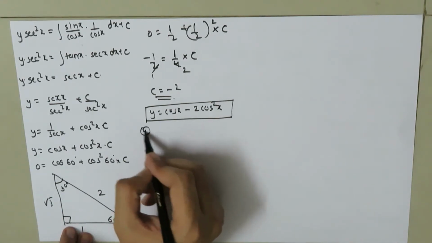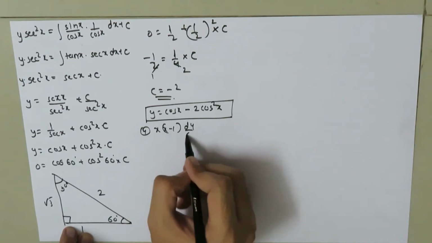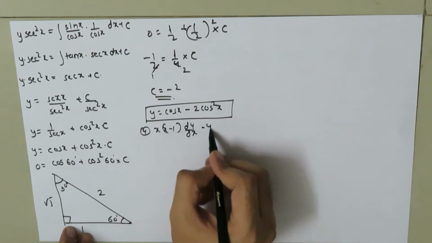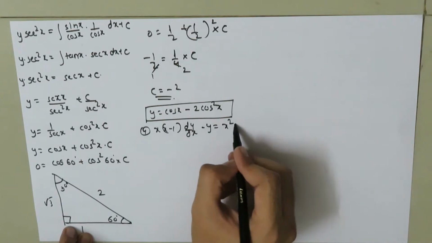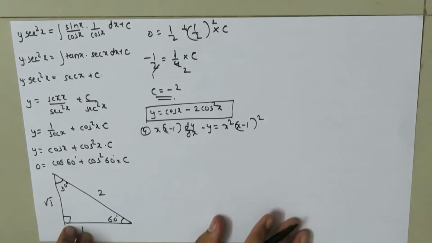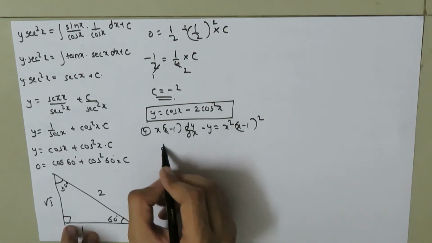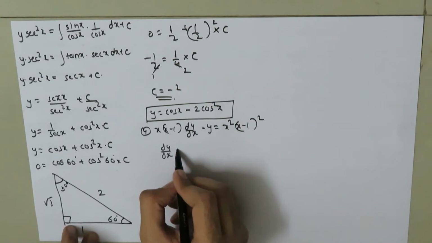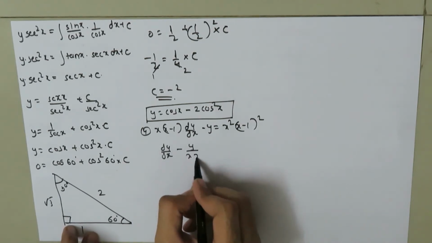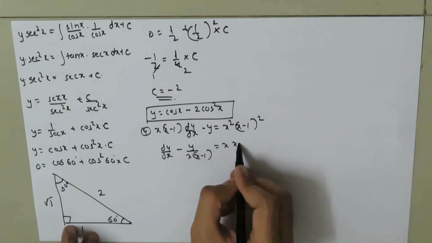So our fourth example is x times x minus 1 dy by dx minus y, which is equal to x square multiplied by x minus 1 bracket square. So first we are going to make the coefficient of dy by dx unity. So dy by dx minus y upon x times x minus 1 is equal to x times x minus 1.